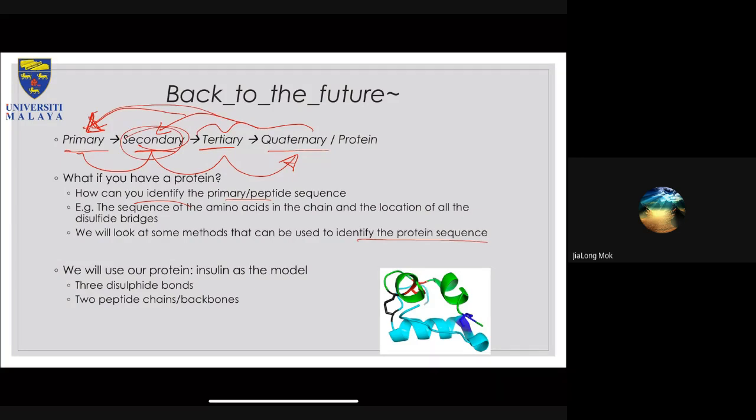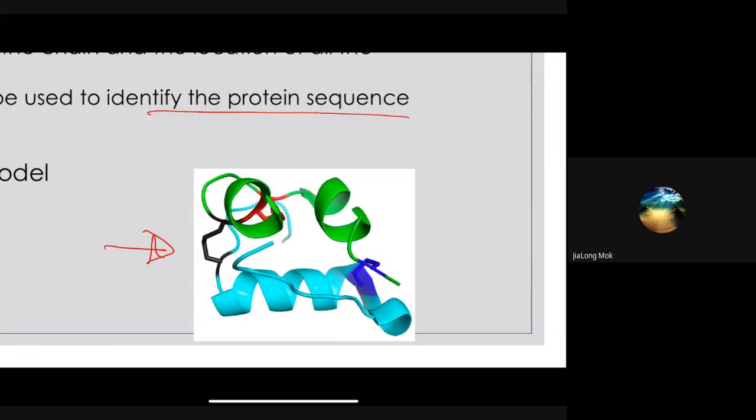Throughout this lecture, we will use a model protein. The protein of interest that I like to use is insulin, because it's small, not that big. The criteria you need to remember for insulin is that it has three disulfide bonds, which I will show you soon, and it has two peptide chains or backbones. That is the structure of insulin.